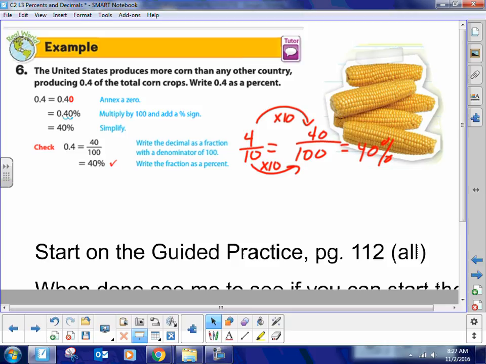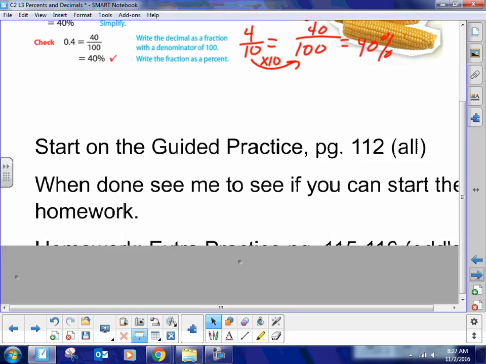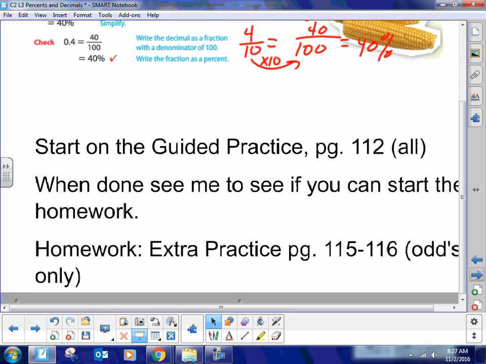Start on the guided practice. Do it all. Come up here and check your answers. If you get the answers 100%, okay, you can start on the extra practice. The extra practice is page 115 and 116, the odds only. Okay? All right. This lesson should not take you the whole day. So we need to get our pacing. We have to start learning to pace ourselves a little bit, which is something I'll talk about in class. Okay, thank you.